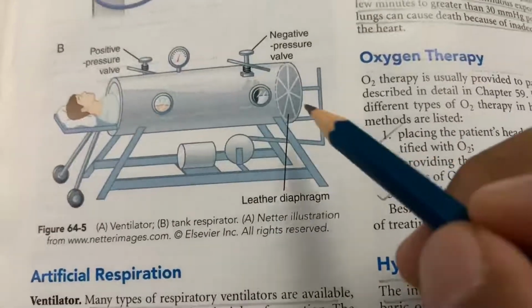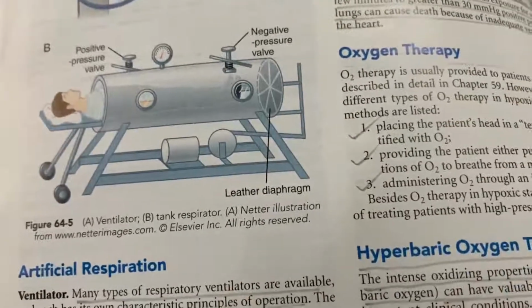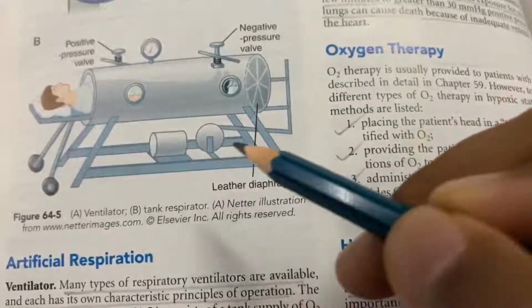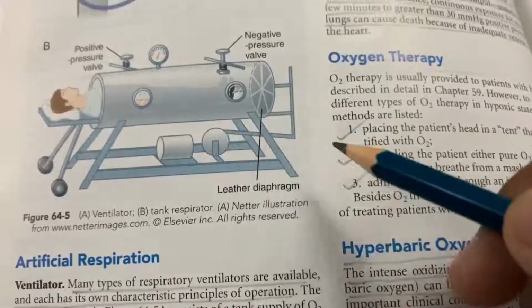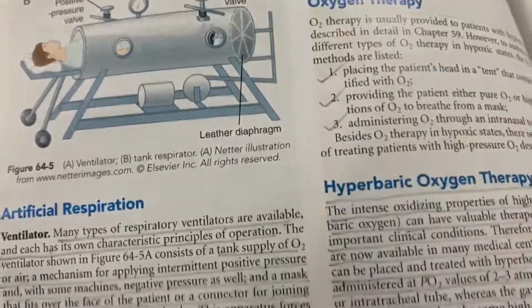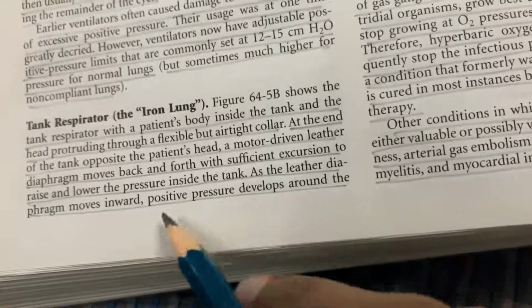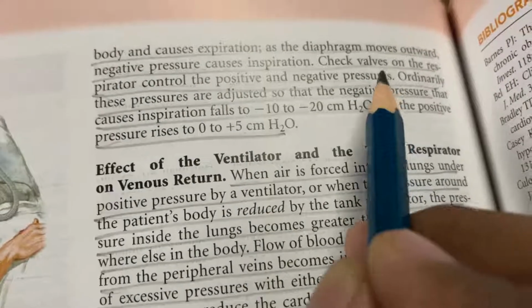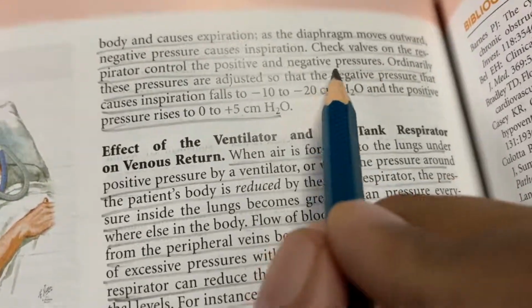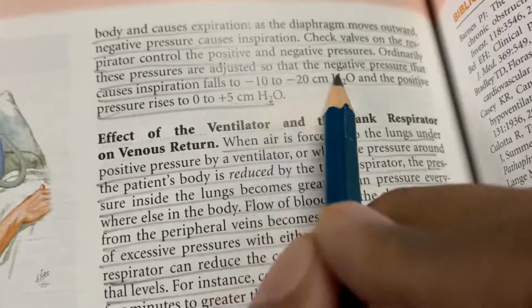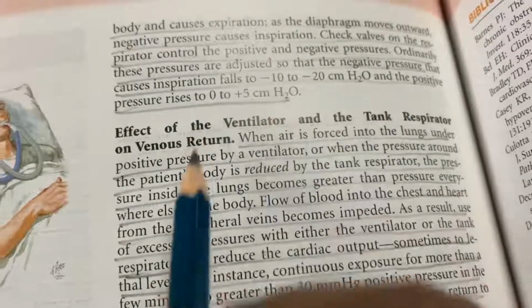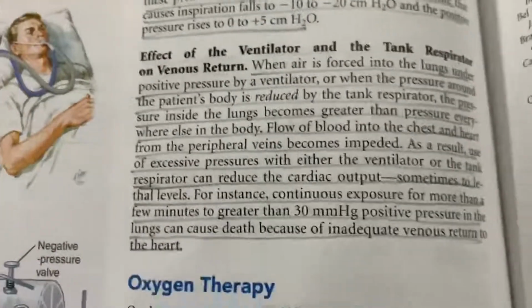At the end of the tank, opposite the patient's head, a motor-driven leather diaphragm moves back and forth with sufficient excursion to raise and lower the pressure inside the tank. You can see the diaphragm here. As the leather diaphragm moves inward, positive pressure develops around the body and causes expiration. As the diaphragm moves outward, negative pressure causes inspiration. Check valves on the respirator control the positive and negative pressures. Ordinarily, these pressures are adjusted so that the negative pressure that causes inspiration falls to minus 10 to minus 20 centimeters of water, and the positive pressure rises to 0 to 5 centimeters of water.